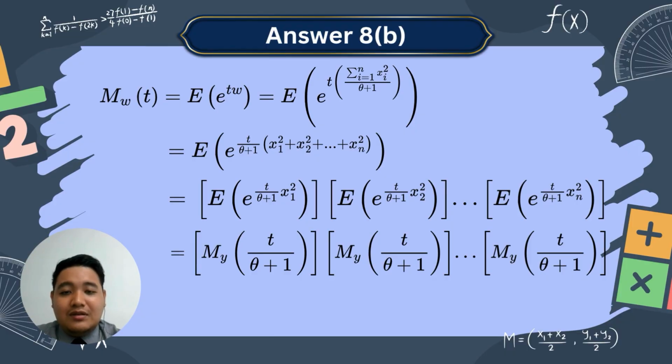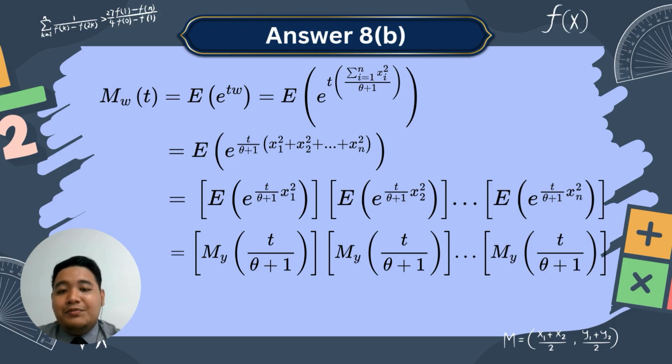This question almost looks like the first question just now because both of them are using the moment generating function techniques, but there is a little difference in it. We will take a look at it. So the moment generating function of W is equal to the expected of exponent to the power of tW. As usual, we substitute the W with the formula given in the question. So we substitute W equal to the summation of xi squared from 1 to n over theta plus 1.